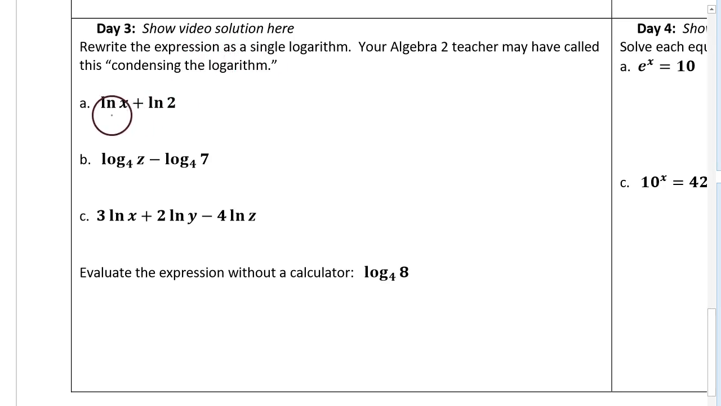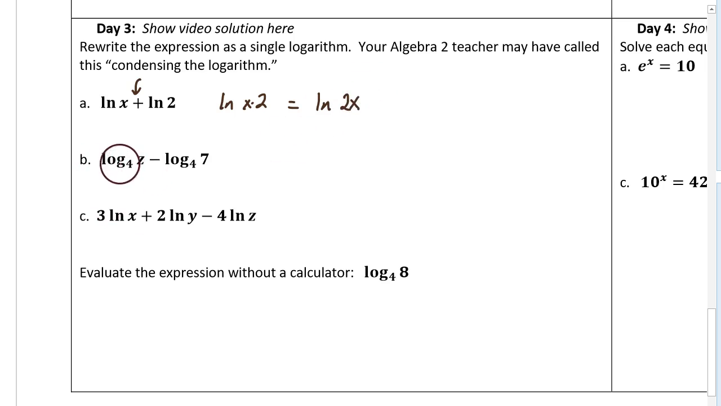So question A, we have the natural log of x plus the natural log of 2. This involves a sum of two different logarithms. It is equal to the natural log of x times 2. Instead of writing x times 2, it would certainly be better to write 2x.